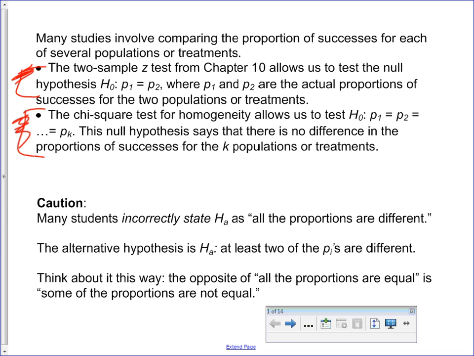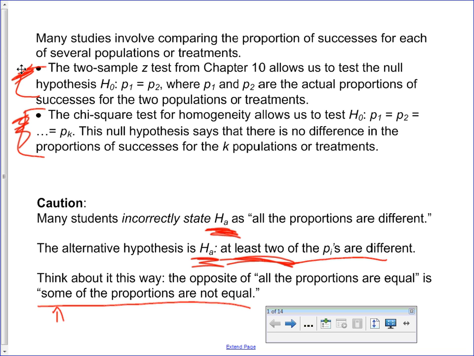Now, the mistake is, most people make a mistake in how they interpret the alternative hypothesis. It's not that all of them are different, it's just that at least two of them are different. Some of them can be the same. I think the easiest way to solve this problem is to not say they are different, just say they are not all equal. Some of the proportions are not equal. Not all, just some of the proportions are not equal. So we say they're all equal or some of them are not equal. And that's for setting up your alternative hypothesis on the chi-square test for homogeneity.